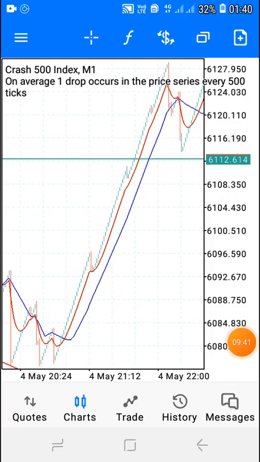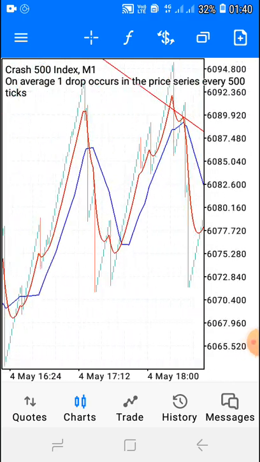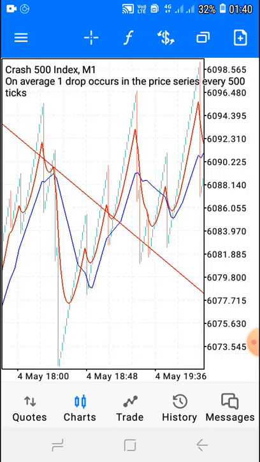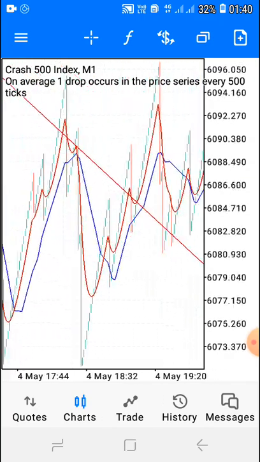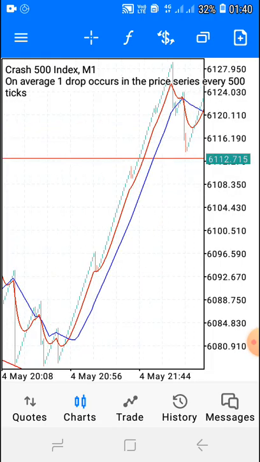Please, guys, you should not be using this strategy when the market is consolidating, because if you use the strategy when the market is consolidating, like for example over here, sorry about my stuttering, guys, I'm just too excited, okay?